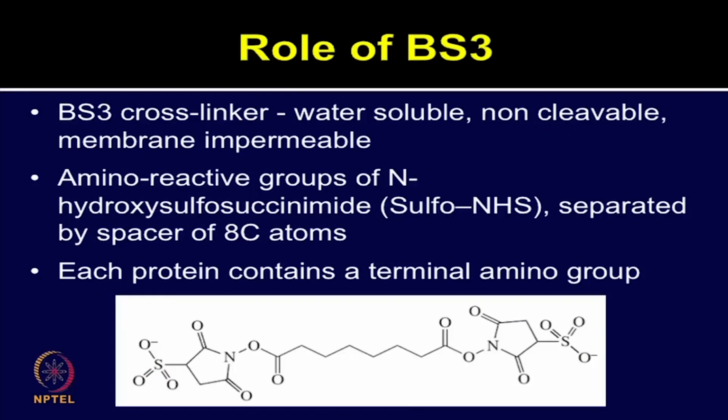The BS3 cross-linker is a water soluble, non-cleavable and membrane impermeable. The amino reactive groups of N-hydroxy sulfosuccinamide, sulfo-NHS, are separated by a spacer of 8 carbon atoms, and each protein contains a terminal amino group. Once you have these components ready, you are ready to perform the printing.